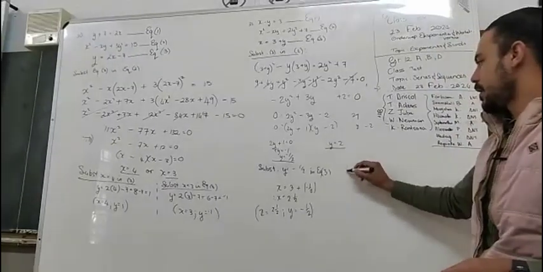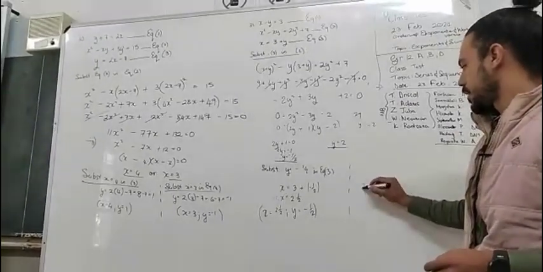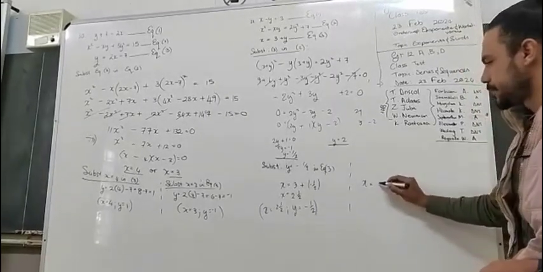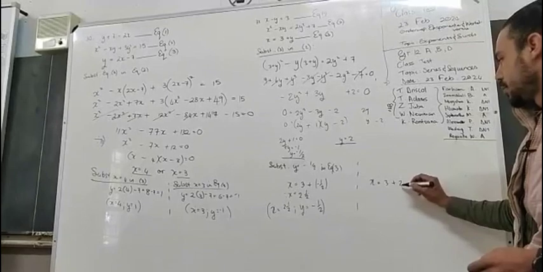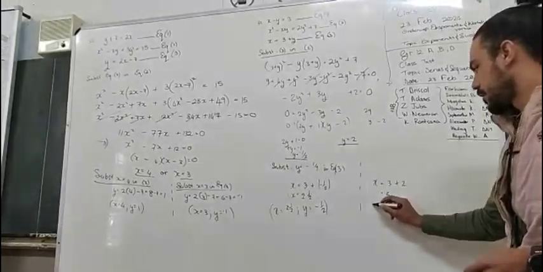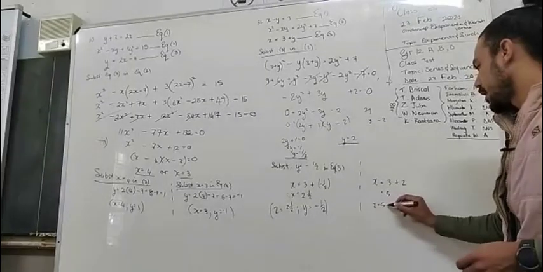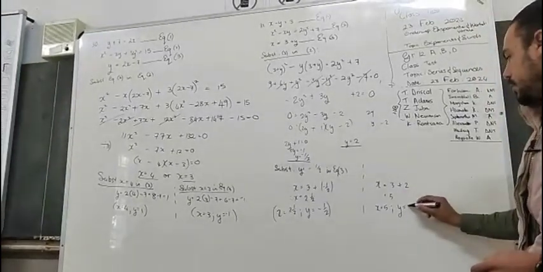And then the other answer is there. Substitute, so we're going to say x is equals to 3 plus 2, and that gives me 5. So that means x is equals to 5, y is equals to 2.